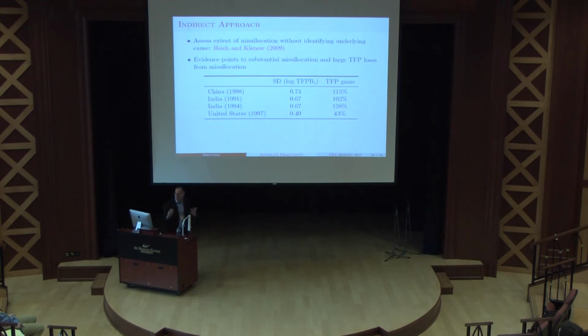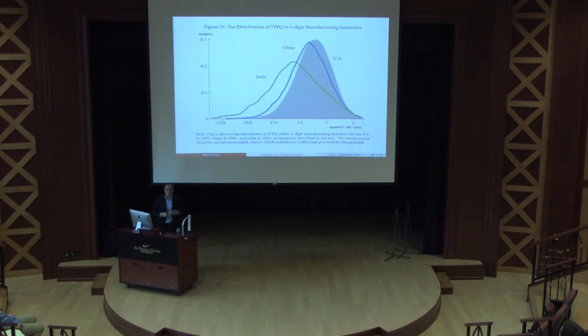And part of what's behind this is that the relationship of TFP and TFPR is changing. Or you have a situation like more dispersion in China than, let's say, India in '94, and yet the reallocation gains are higher in India. Okay? So behind this is the fact that the distributions of productivities across time or across countries differ.